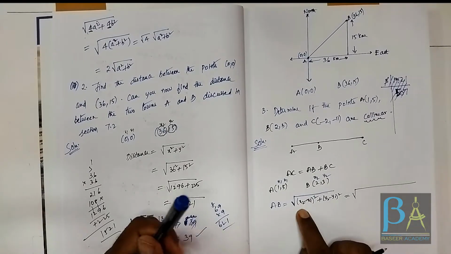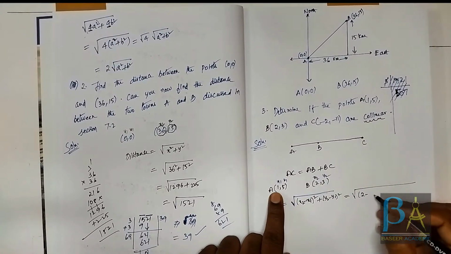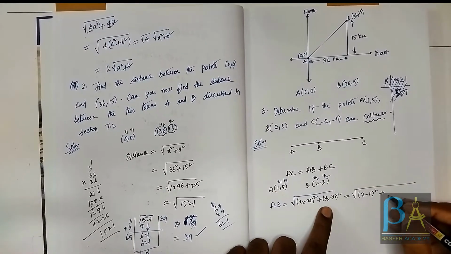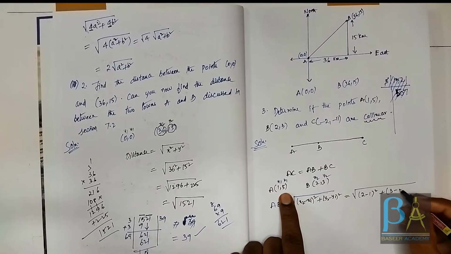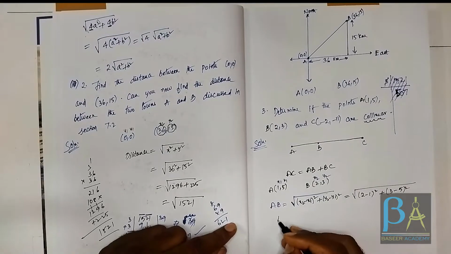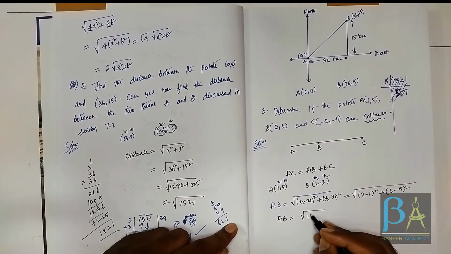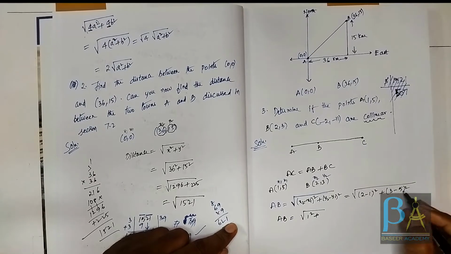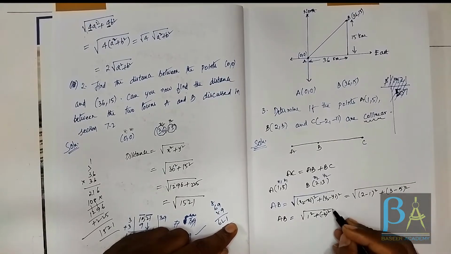In place of x2 I need to write 2, and in place of x1 I need to write 1, in place of y2 I need to write 3, in place of y1 I need to write 5. So AB is going to be the square root of (2 minus 1, which is 1, so 1 square) plus (3 minus 5, which is minus 2, isn't it?) and then it has a square here.